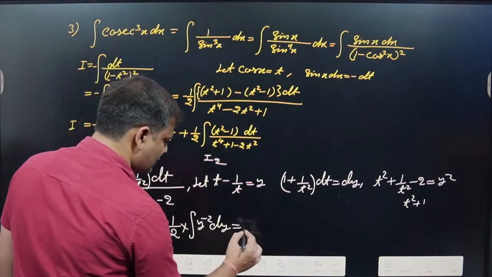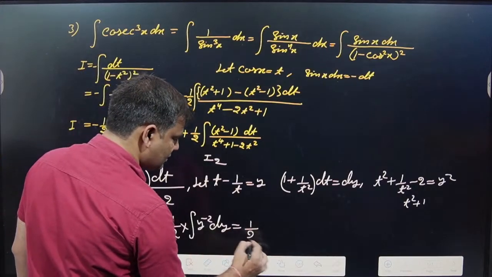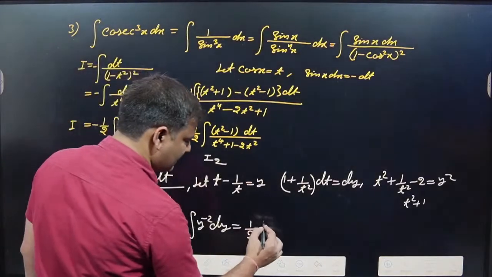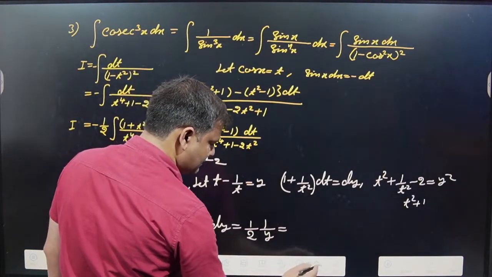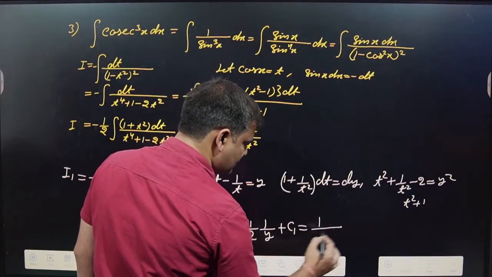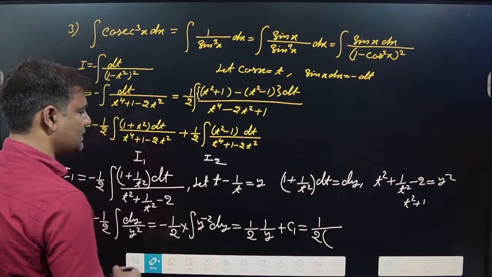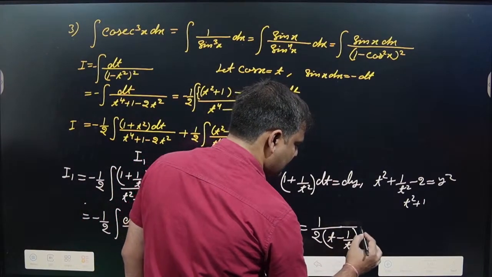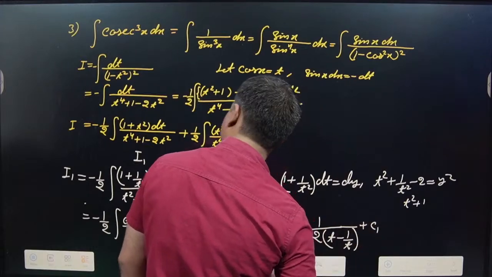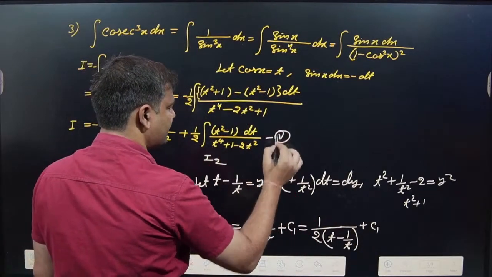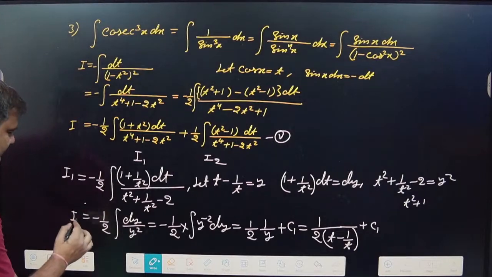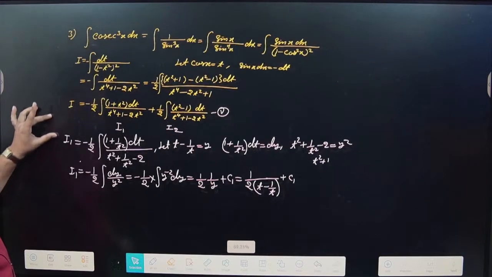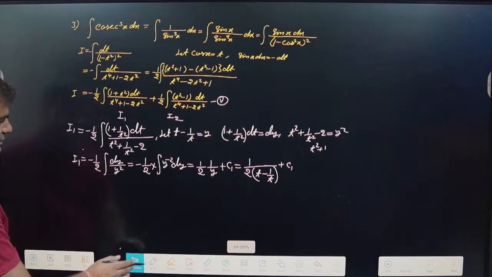Okay, so this is written as 1 by 2 y to the power minus 2 plus 1, that is y to the power minus 1. So simply 1 by y plus c1. So 1 by 2 into y, y basically t minus 1 by t, plus c1. Okay, this is equation number 1. We got I1. After that I will focus on I2. So how can we do I2?